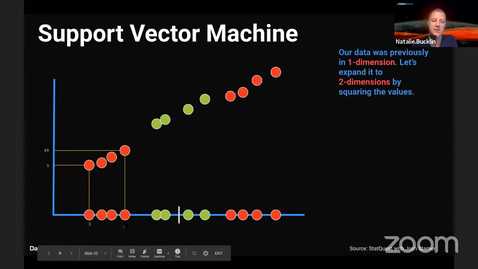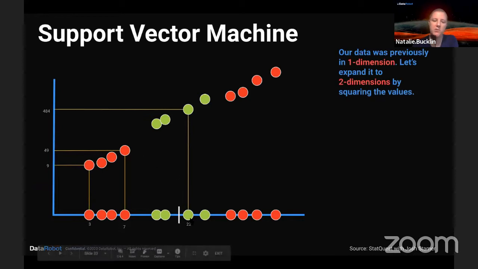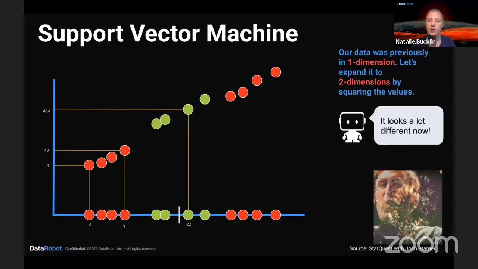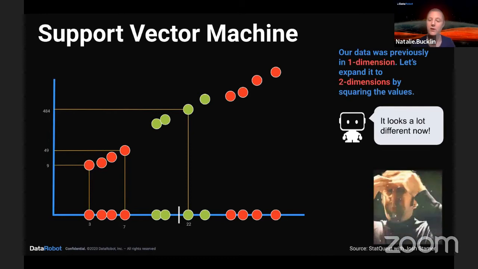What about this example? So we have a 7 on the x-axis, and if we square it, 7 times 7 is 49, and we'll plot that point here. Let's do one more. So we have this point, this is 22, and we'll square it, and that gives us 484. So we'll plot 484 on the y-axis. So in that way, we've gone from one dimension into two dimensions. Wow, pretty cool.